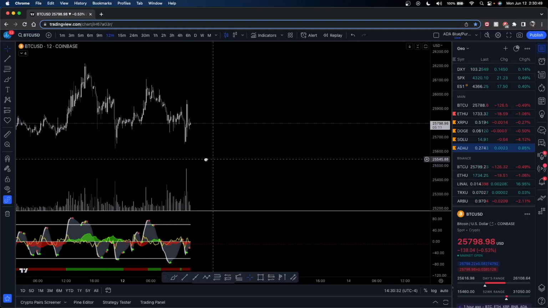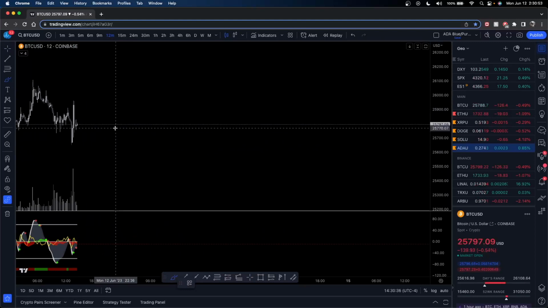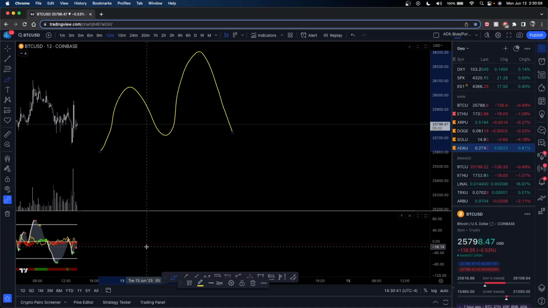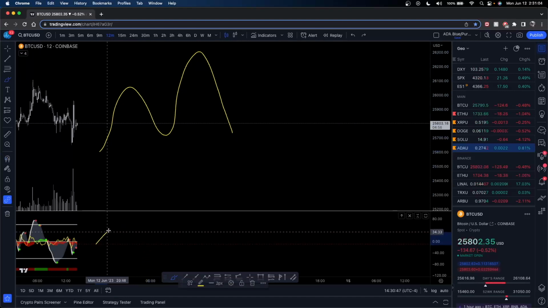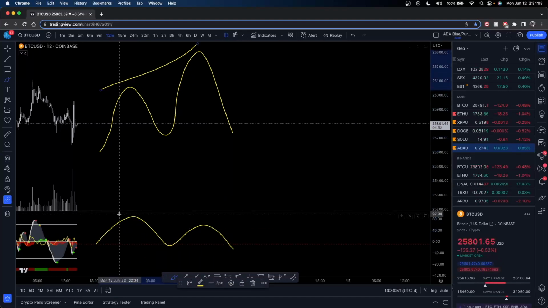So we're talking divergences. First things first, what is a divergence? A divergence is when your price is making, for example, a higher high, but your oscillator is making a lower high. Oh, I drew that horribly. A lower high, okay? This is what is called a divergence.